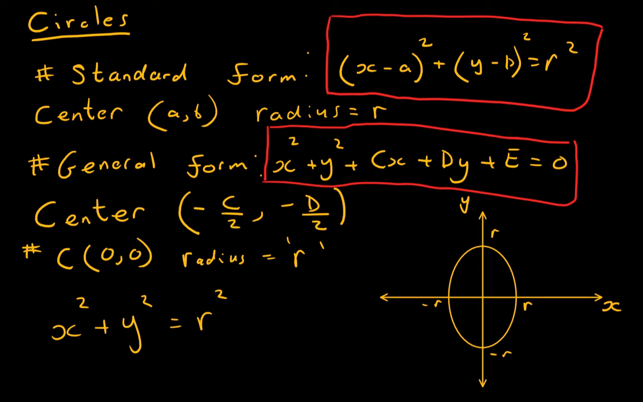If you multiply the coefficient of x by -½ and the coefficient of y by -½ it will give you the center. And I've just included the formula for the equation of a circle with center at the origin.